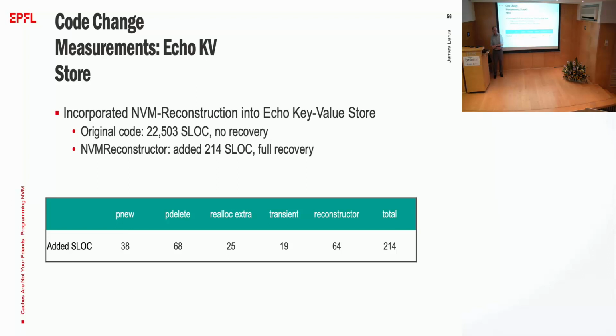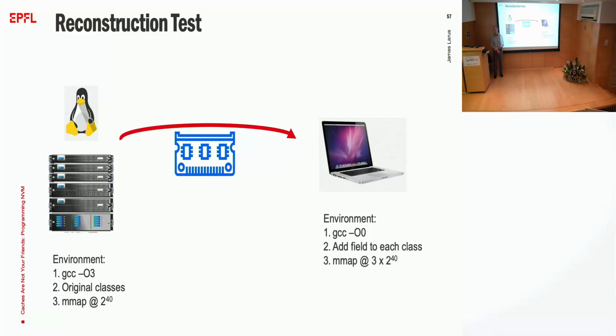One of the interesting things is, how do we know this works? So we did a really fun test. What we did is we created a memory image using a very demanding application that created objects. And we created it on our server using GCC O3, the original classes. We mem-mapped it at this address. And then we took it and we restarted it on Nasrat's laptop using code that was compiled with GCC O0. We added a new field to every class as if we had evolved the code. We mapped it to a different location, and the system was able to deal with all of these changes. The execution picked up right where it was, and it got the right answer. So, fairly robust under a lot of changes to the system.